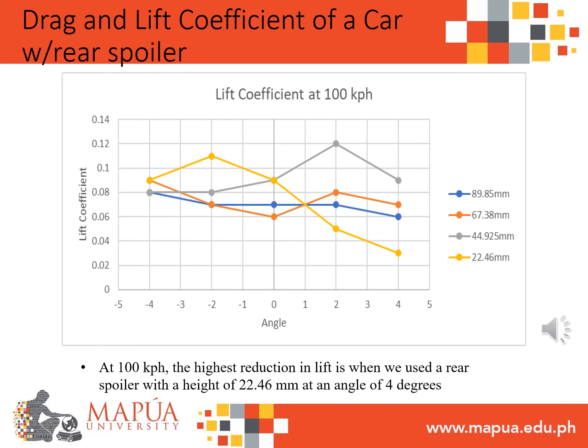When the speed is 100 kph, the lift coefficient of all rear spoiler setups is still better, or lower, compared to the benchmark. And just like in 80 kph, the highest reduction in lift can still be found when the rear spoiler's height is 22.46 mm at 4 degree angle.